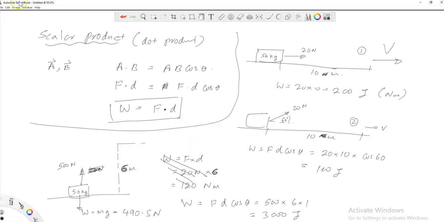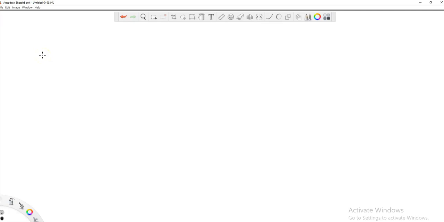Okay. So moving on, clearing all this. All these examples we discussed with constant force, right? The force didn't change. We applied 20 newtons this way, it remained 20 all the time. We applied 500 newtons to lift it, it remained as 500. We didn't change the force. So these are constant force examples.